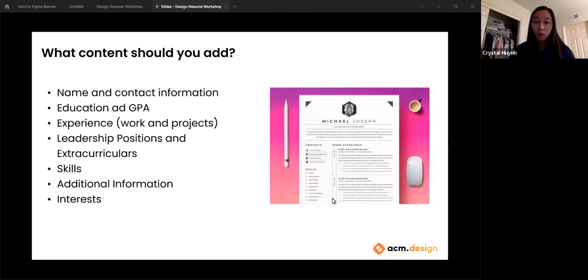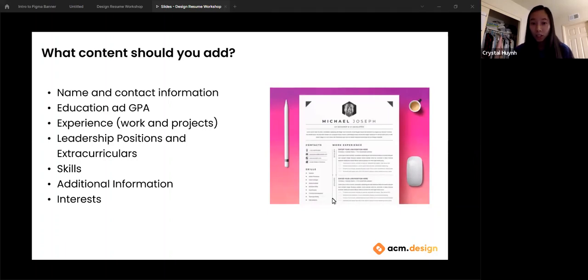Your experience, so work experience, so maybe past jobs, past internships, projects. This could be personal projects, club projects, maybe research or volunteer work. Feel free to add that within the experience section. Any leadership positions that you hold on campus or any other extracurriculars that you are in, that's another good section to show that you are involved and you are gaining skills through other means.